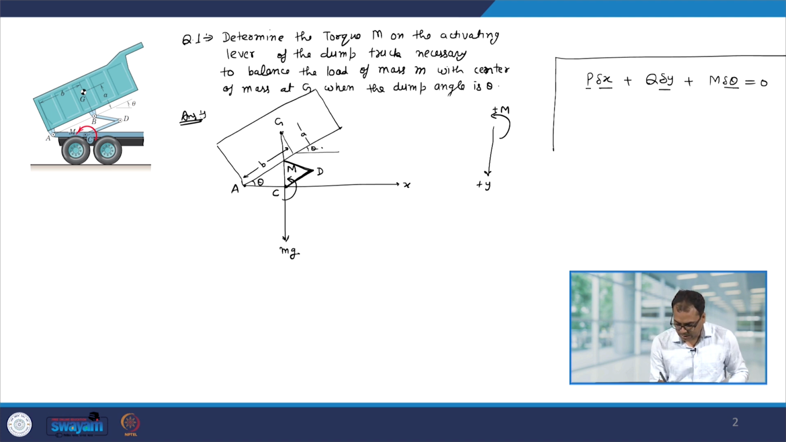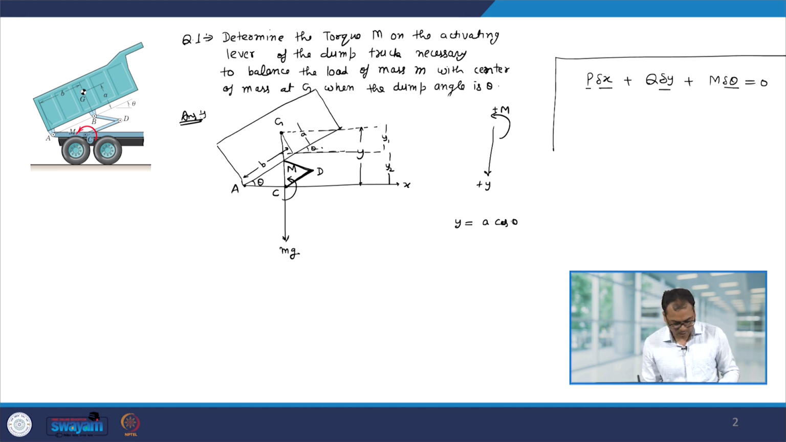Let us say this height is y, and I can write this y in terms of a's and b's. You can see here that this y is nothing but y1 plus y2, and from the geometry it will be a cos theta plus b sin theta. Now, let us write down the principle of virtual work equation.